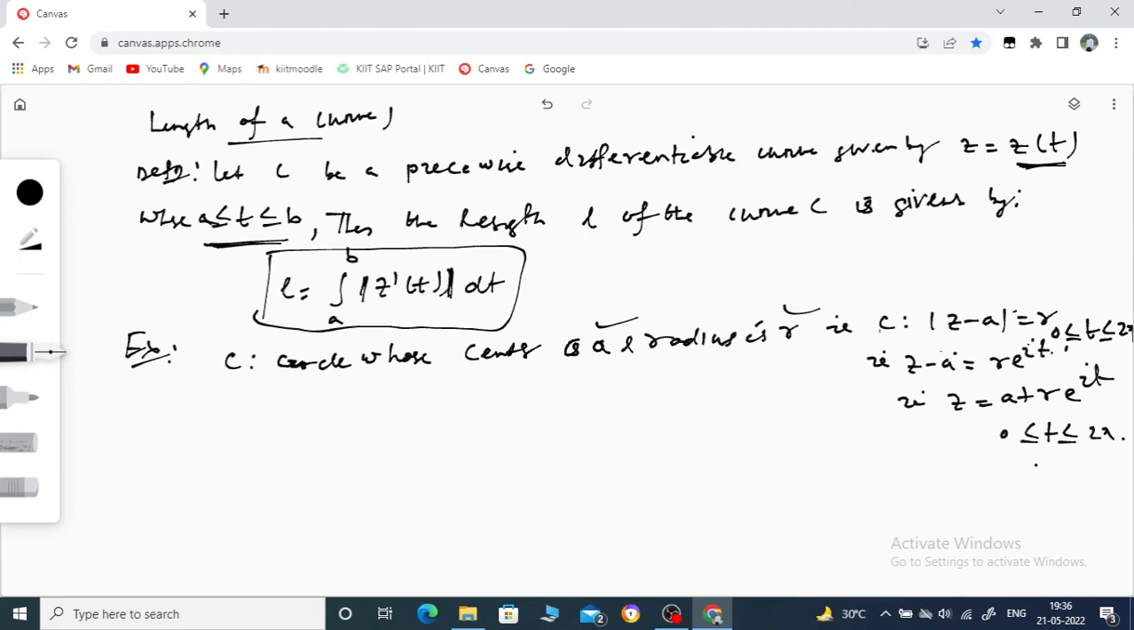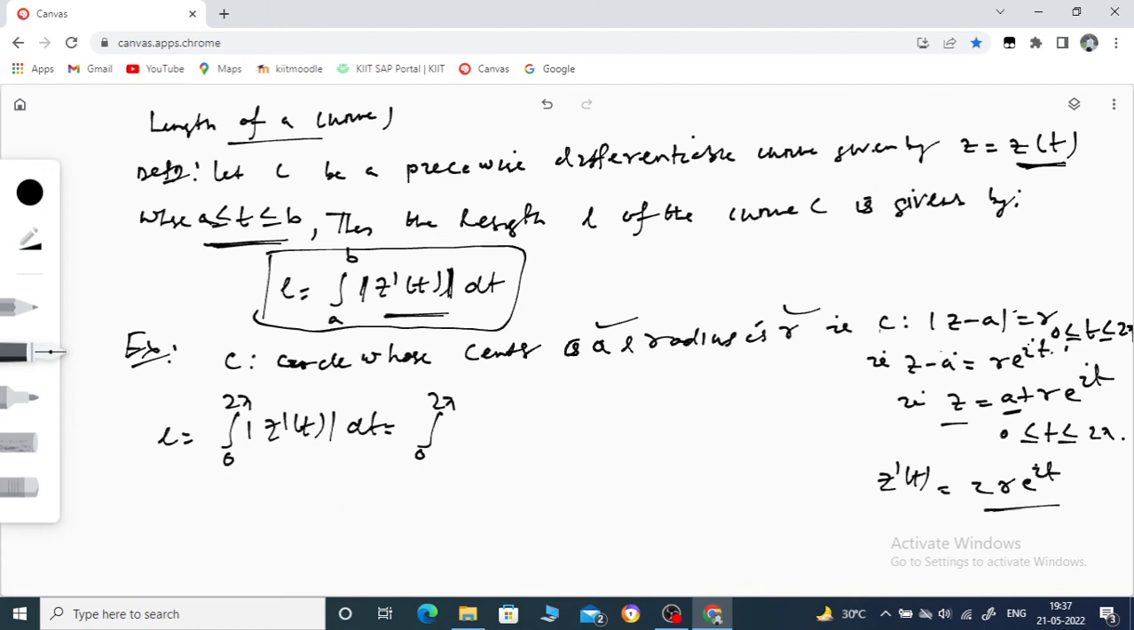Now what will be my z dash t, because I will use this z dash t. If z is this, then what is z dash t? The derivative of a is 0, since a is a constant. Then the derivative of r e to the power it is i r e to the power it. Now the length will be the integration from a to b, where t varies from 0 to 2 pi, so it is the integration from 0 to 2 pi of modulus of z dash t dt.